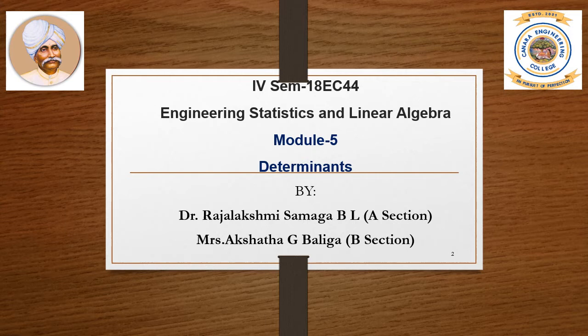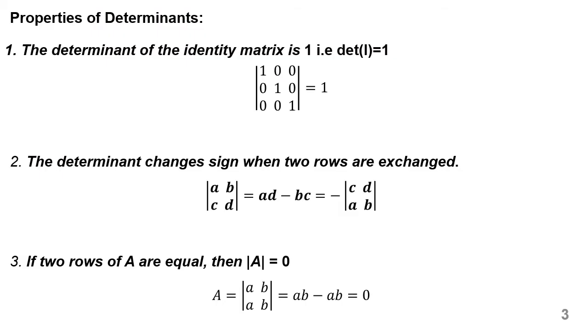First topic is on determinants. In this video, we study the properties of determinants. With some examples, we'll try to understand these properties. The first property says the determinant of the identity matrix is always equal to 1.